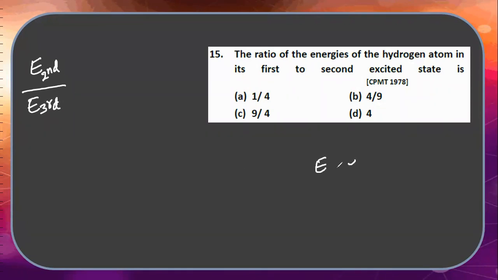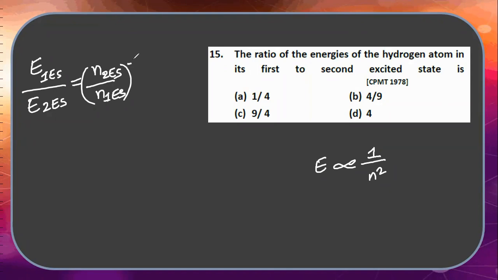So then energy E is inversely proportional to n square. Then E1 by E2 is equal to n3 by n2, meaning the third orbit, second excited state, and the first excited state. Instead of this, we'll write E1 for the first excited state and E2 for the second excited state, which is the second excited state divided by the first excited state, whole square.